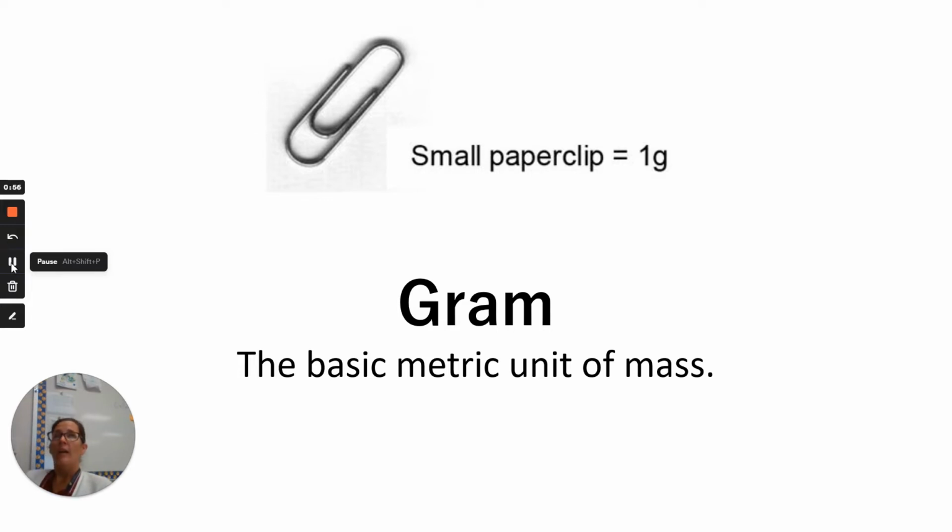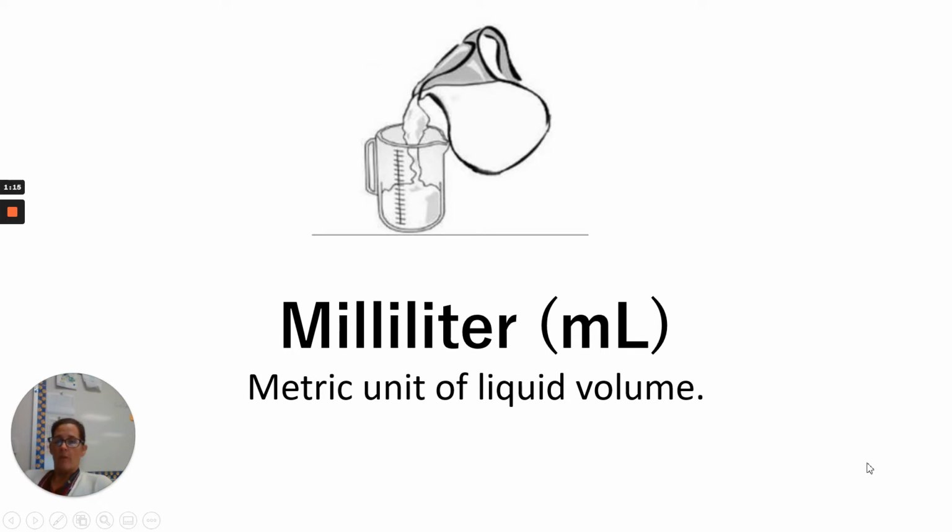Okay, so to be able to figure out density, the math problem, we need to know the mass of something. So the unit that we're going to use most of the time to figure out mass is a gram. And a gram is the basic metric unit of mass. So next, we're also going to need to know the volume of things. So the milliliter is the metric unit of liquid volume. So you're going to see milliliter quite a bit as well.